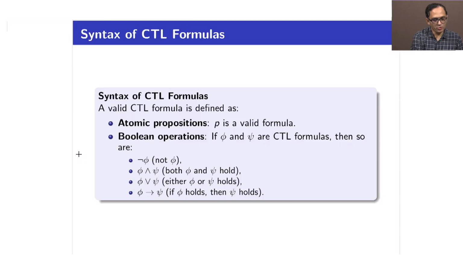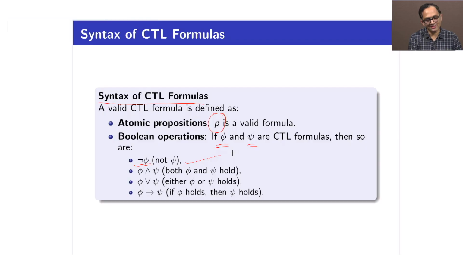So, that is the syntax, the correct way of writing a formula in CTL. We learned the syntax of CTL. As I mentioned, any atomic proposition is a CTL formula. And if you have two CTL formulas, phi and psi say, and I take a negation of the formula, that is also a CTL formula.